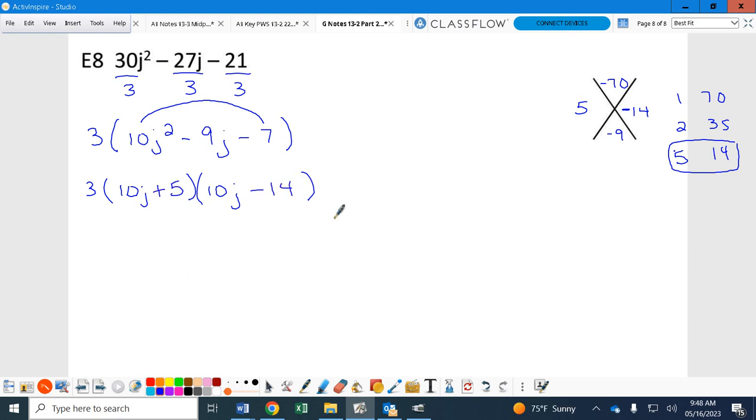And y'all, we got GCFs in both of them that we need to cancel out. But we got to figure out what number we'll cancel out. What will go into 10 and 5? 5. What will go into 10 and 14? 2. So we're going to simplify each one of these. I'll go slowly through this. Make sure you see each step. 10 divided by 5 is going to be 2j plus 1. 10 divided by 2 is going to be 5j, minus 14 divided by 2 is going to be 7. And that's your final answer.